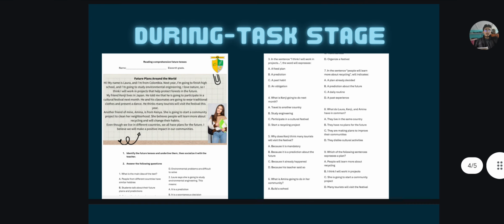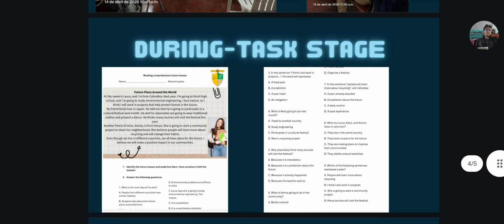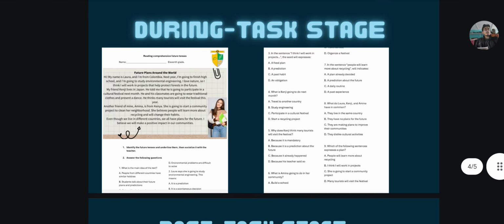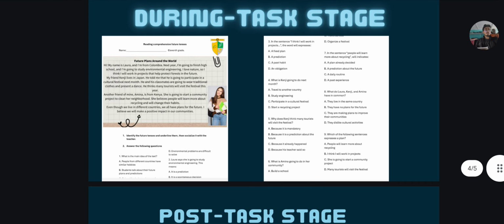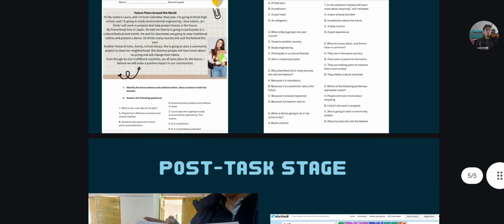Okay, it was during the task. Now, during this task stage, I gave each student a test where students had to identify the future structures with will and be going to through sentences, and then the students had to answer each question in multiple choice with a unique answer. So in this case, the students had to read the text carefully and answer the questions.